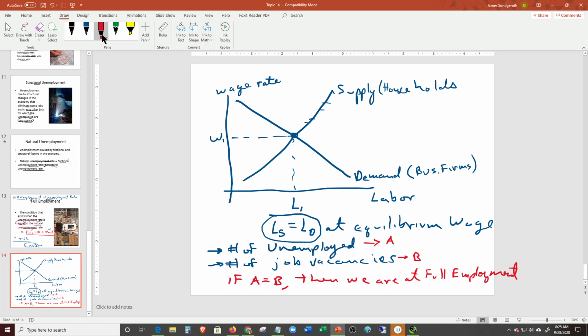And of course, there'll be frictional unemployment too. So there are all sorts of reasons in a major economy where the unemployment rate that's measured with a survey might be greater than zero, even if we're at full employment. So let's take a look.